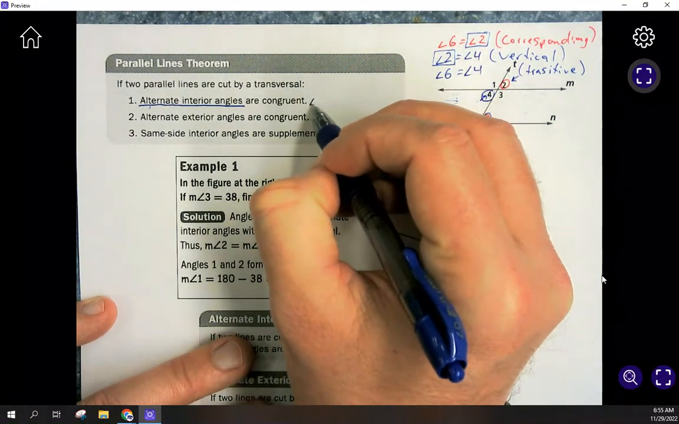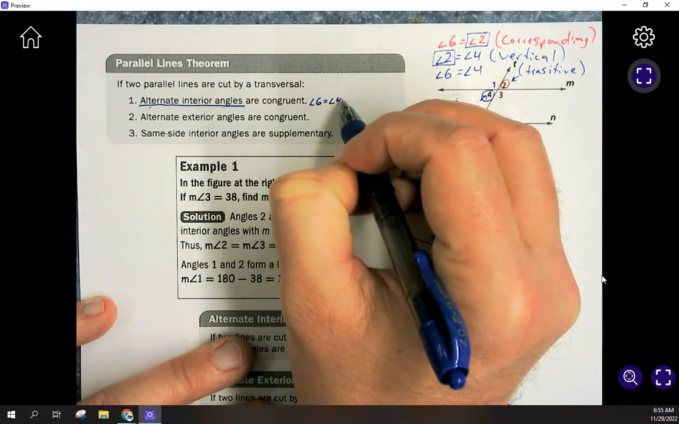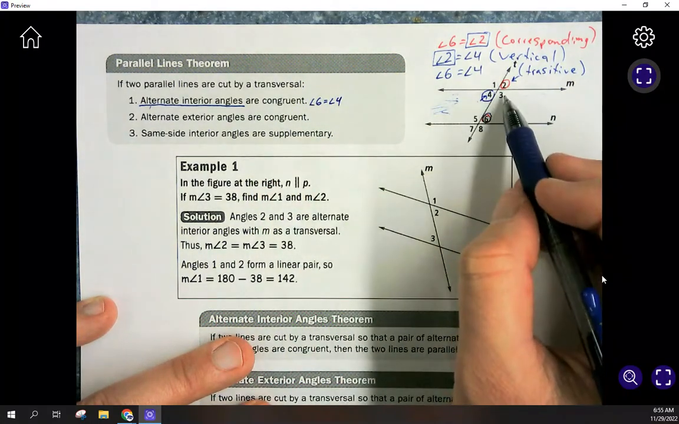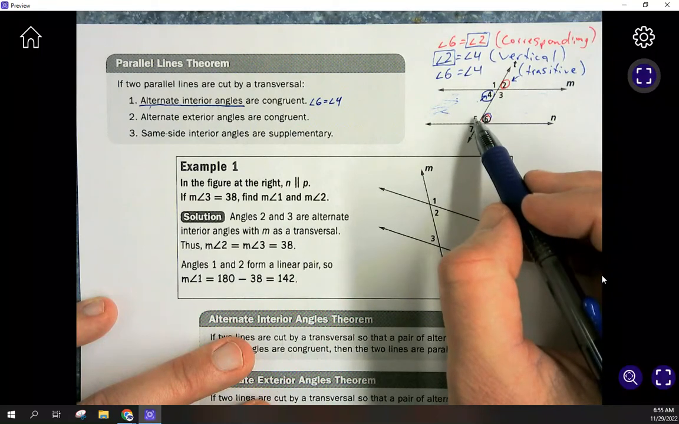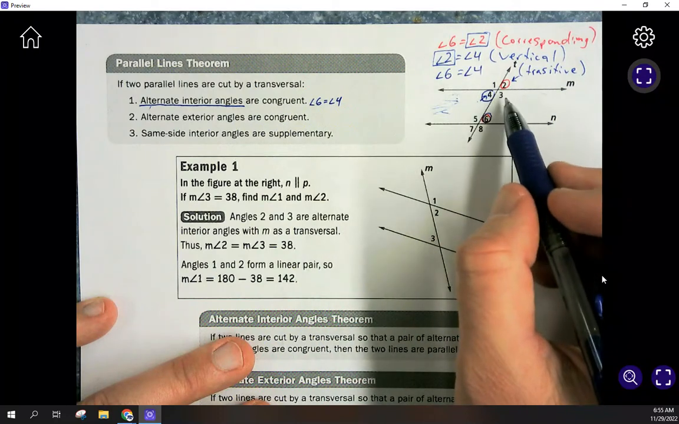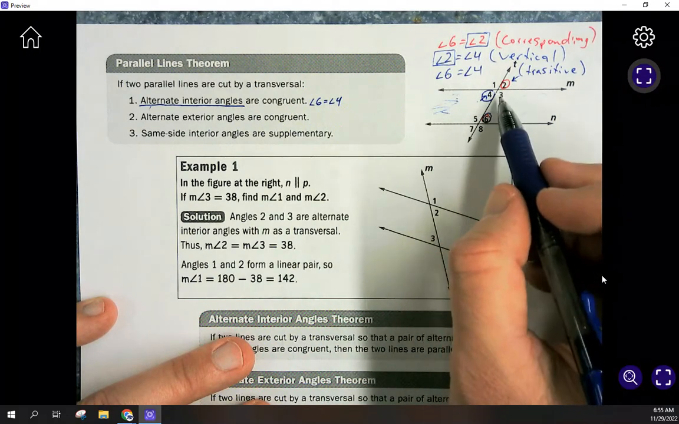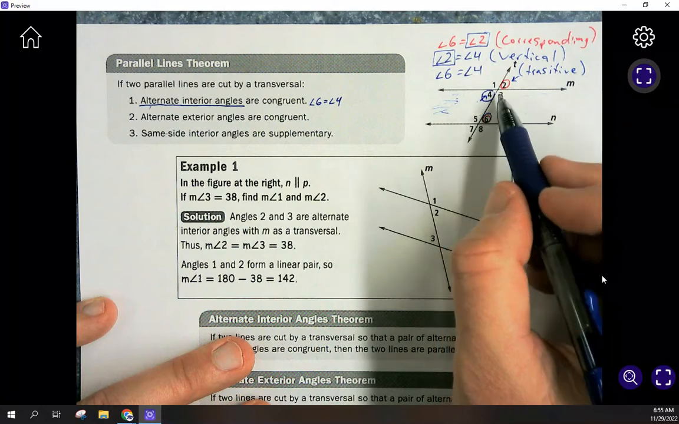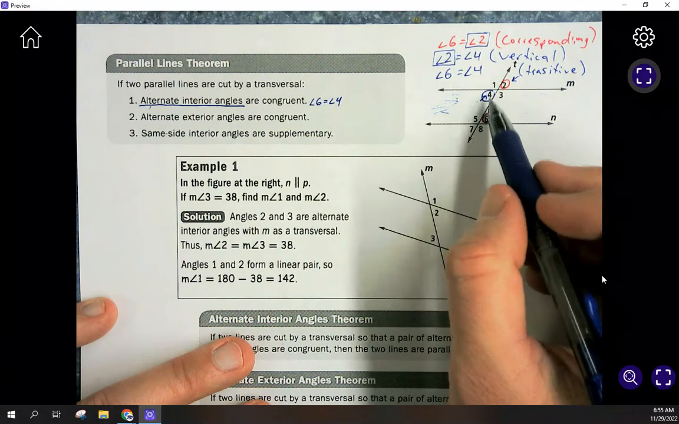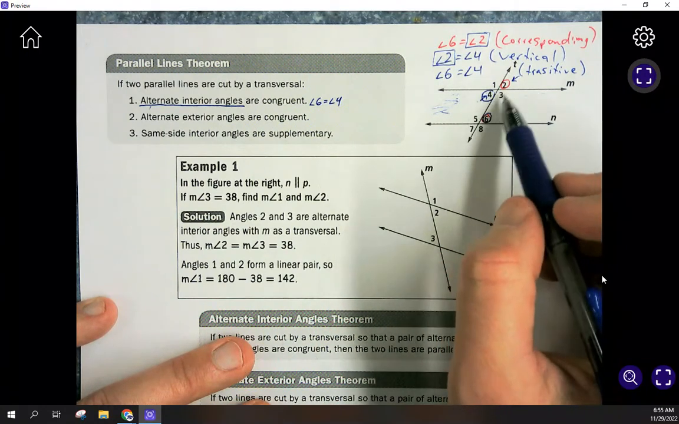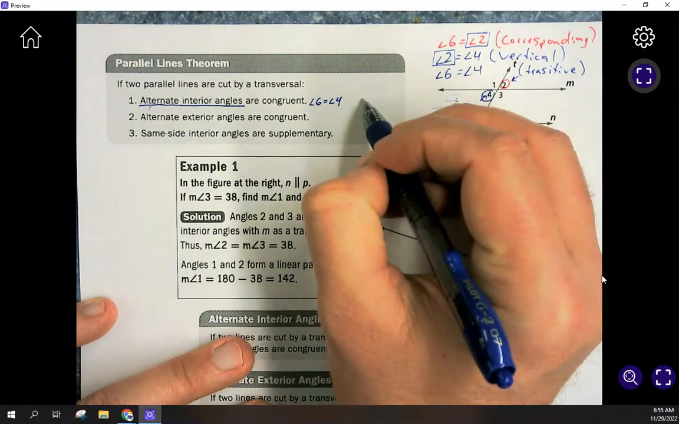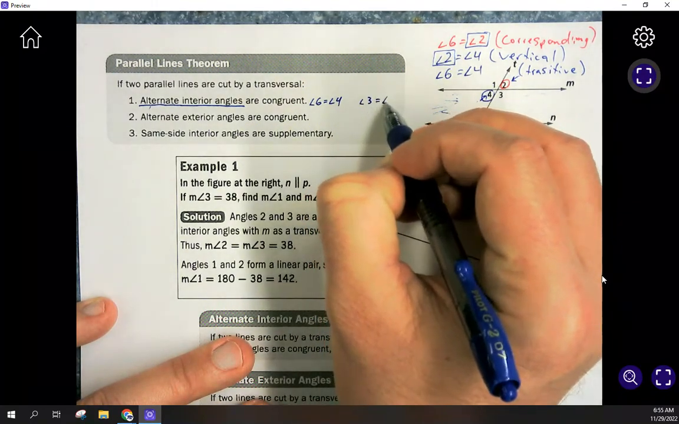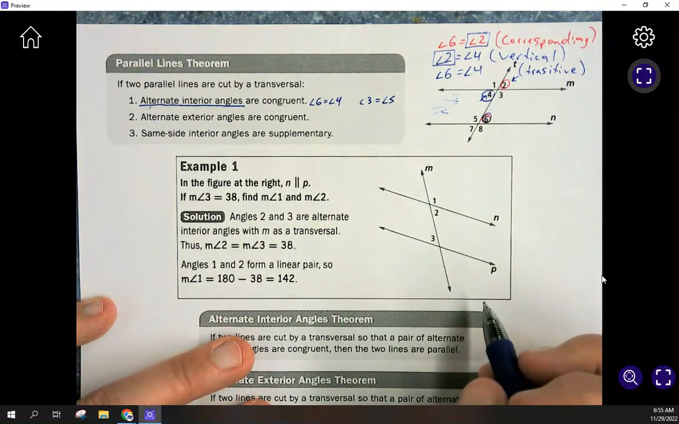So because of that, I can say 6 equals 4. I can also say 3 equals 5. Those are alternate interior angles. They're on opposite sides of the transversal, and they're in between parallel lines. Now, 5 and 3, you can look. Those are big, obtuse angles. 4 and 6, those are small, acute angles. So they're not all equal to each other, but 4 and 6 equal each other, and 3 and 5 equal each other.